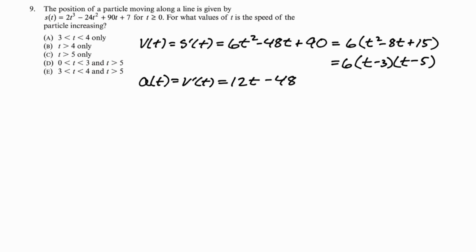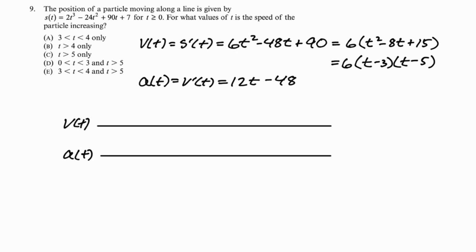All right, our sign charts are going to be for v of t and a of t. Going to look like this. On v of t, we'll put the zeros of v of t, which are 3 and 5. And then on a of t, in the same relative position it would go on this chart for v of t, I'm going to put 4. So right in between 3 and 5.